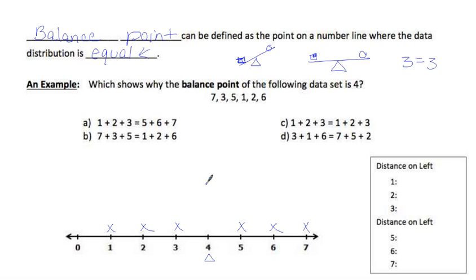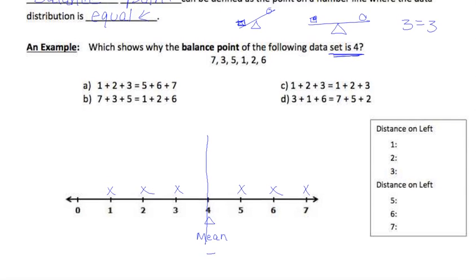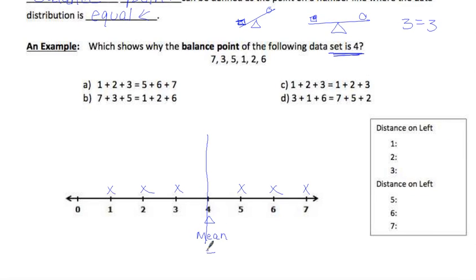So what you're going to do is draw a line on 4. And it says show why the balance point of the data set is 4. So that's why everything's all around 4. And I want you to write the word mean here because this is the balance point. And the balance point means that they're equal to each other. So the fulcrum is there from our scale. That means the mean, and then we have an equal sign. Now, how can we prove that 4 is the mean or the balance point of this data on the scale?